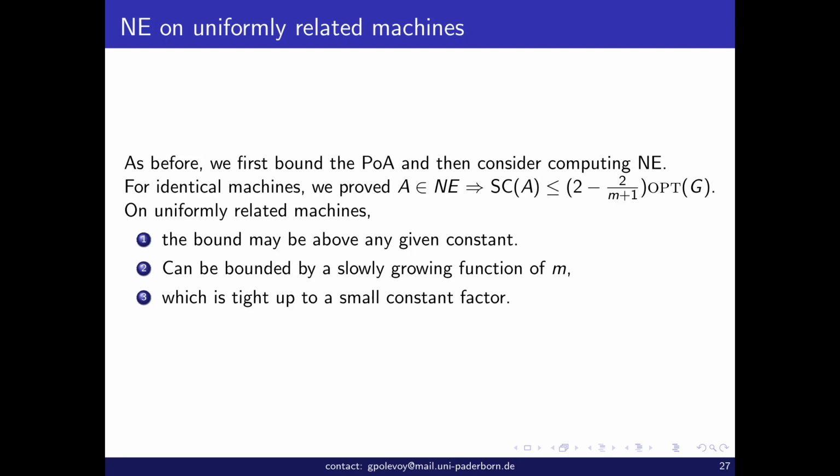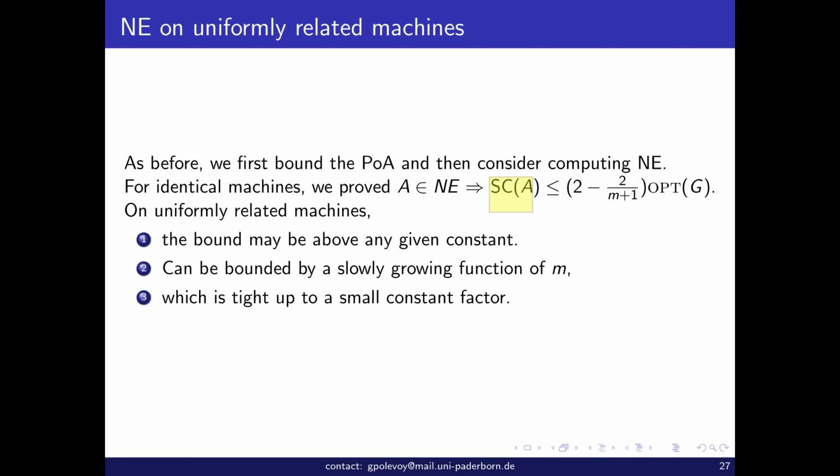So for identical machines, we proved before that if you have an assignment which is a Nash equilibrium, and I remind you that the strategy of a player, a task, is where the task goes, and therefore the strategy profile is an assignment, then the social cost of that equilibrium was at most 2 minus 2 over m plus 1, m being the number of machines, times the optimum. So the price of anarchy was at most 2 minus 2 divided by m plus 1, and that was also proved to be tight for any m, because we showed that we can find an example. Actually, there is an exercise for that.